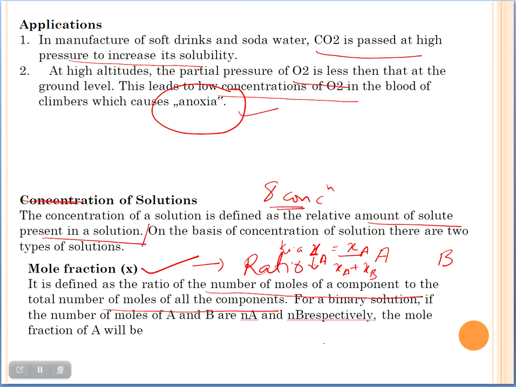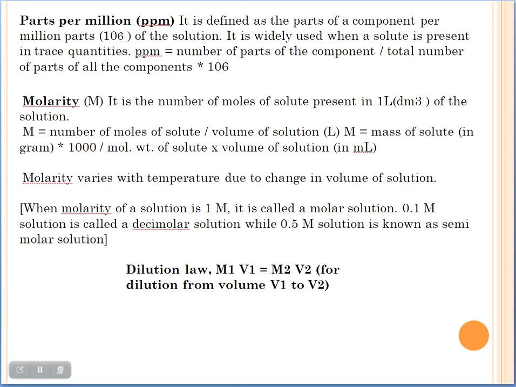If we have to find the mole fraction of B, then it will be like this: chi B upon chi A plus chi B. Okay, ratio of that component to all the components present. A and B are the components. NA and NB you can say, or XA or XB you can say. The mole fraction of A will be as I have given in the formula. Clear?